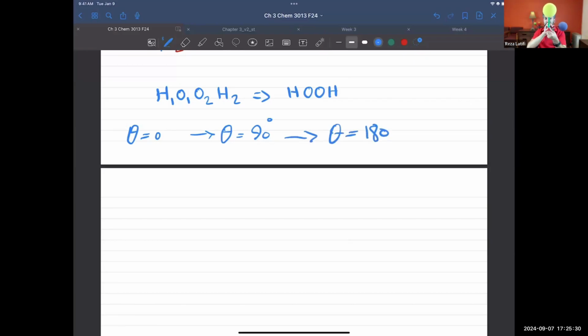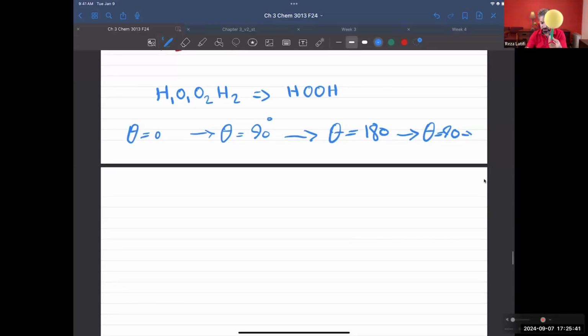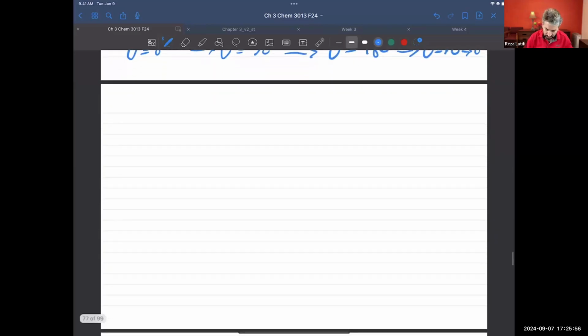Now I get a new 90, and another 90. And then when I turn this one, that's going to give me 0. Finally, I get back to the original one, and I get 0 at the end. So the angle between 4 atoms, we call it dihedral angle.